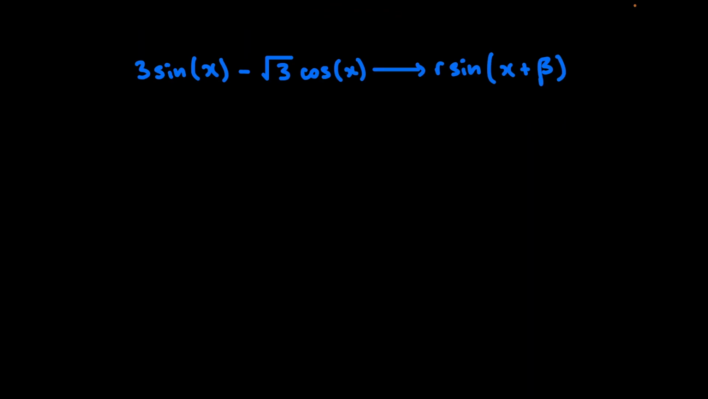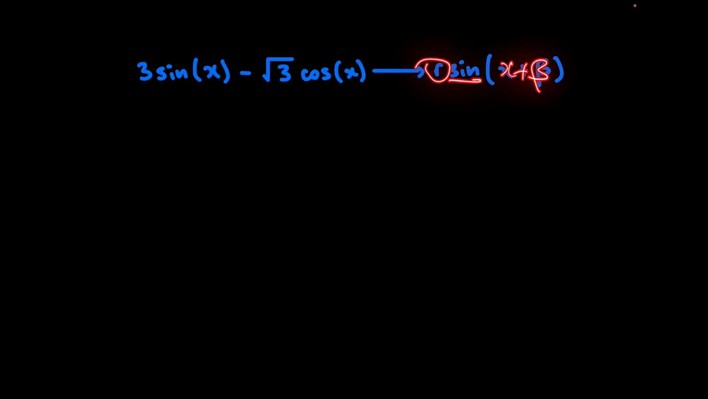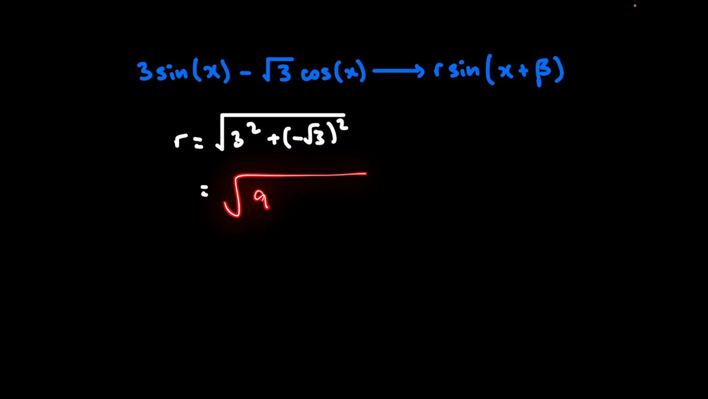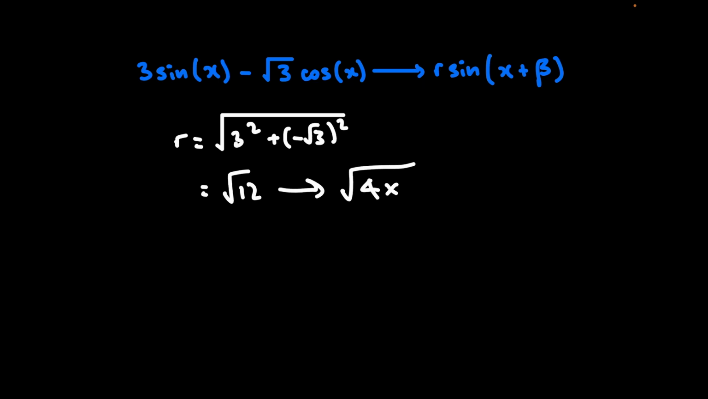Okay, next question. We have this one here. This time we want to do it in the form r sine of x plus some angle beta. So give this a go yourself first. Okay, let's work out r. R is the same as the square root of 3 squared plus negative square root 3 all squared. In this case, that's the same as the square root of 9 plus 3, which would just be the square root of 12. And the square root of 12 can be simplified, if you were to simplify this, as the square root of 4 times 3. So that's just the same as 2 square root 3.